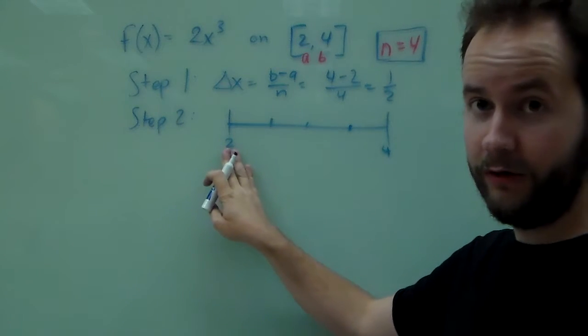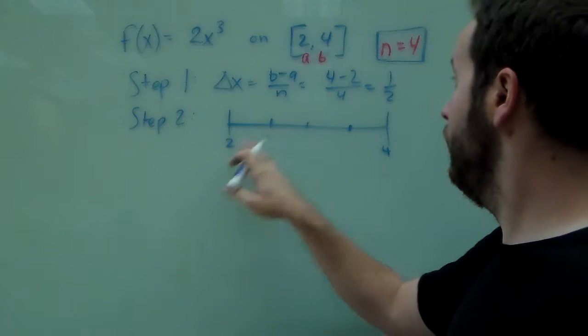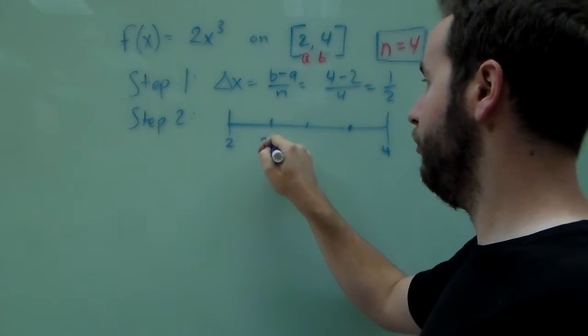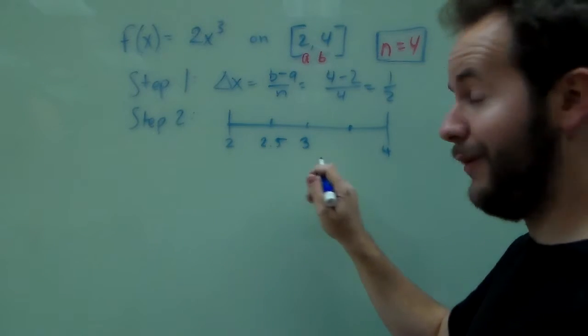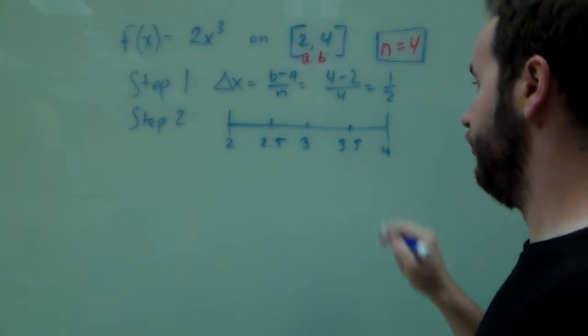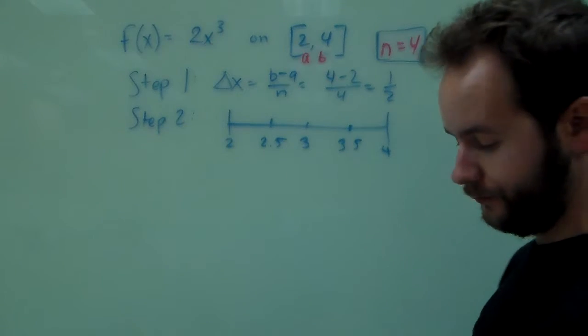So if the very far left tick mark is 2, we're going to go up by 1/2 to make that 2.5. We're going to go up by another half to make that 3. Go up by another half to make that 3.5. And of course, if you go up another half, you'll arrive at 4.